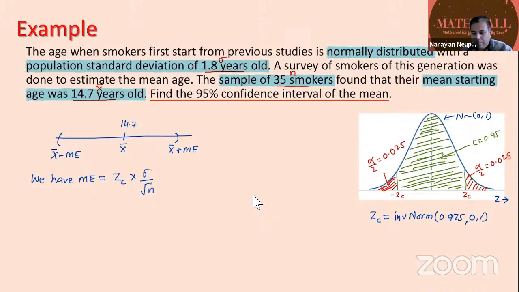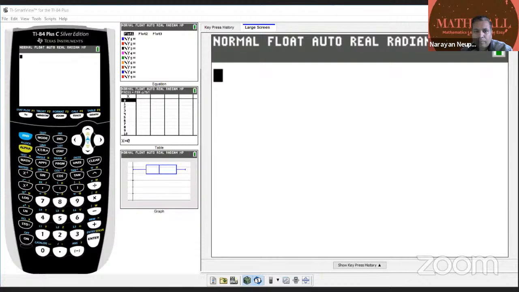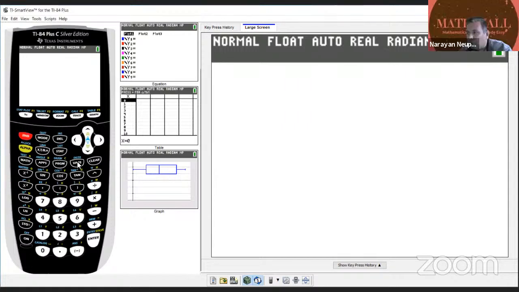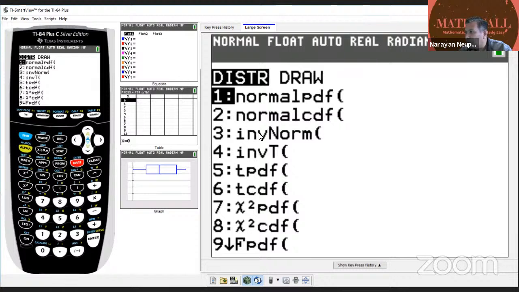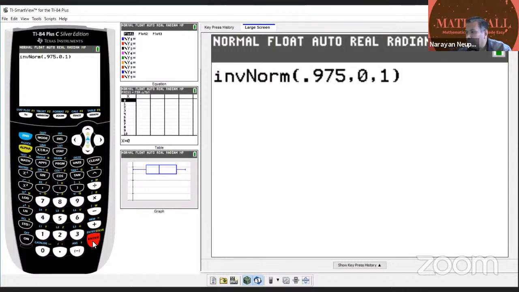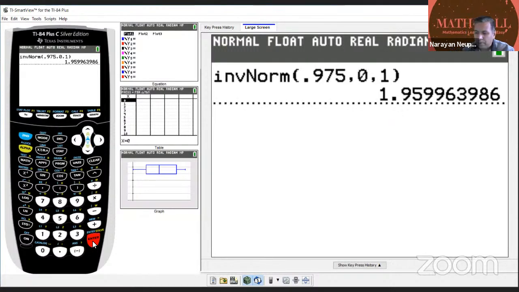Let me try to share my calculator if possible. Can you see my calculator there? Yes. So you'll do second, and then you go to vars here, and you go to inverse normal, which is number 3. Then you put the area, which is 0.975. Your mean is 0. Standard deviation is 1. Then you'll paste that and hit enter. So what do you get?